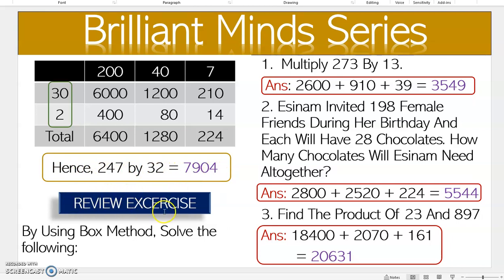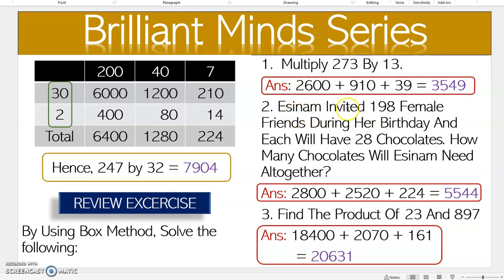And this is a review exercise. Try your hands on it. I have also provided the answers already. Check and make sure whatever you do is right. By using the box method, solve the following. Question 1. Multiply 273 by 13. When you solve it, you get something like this.